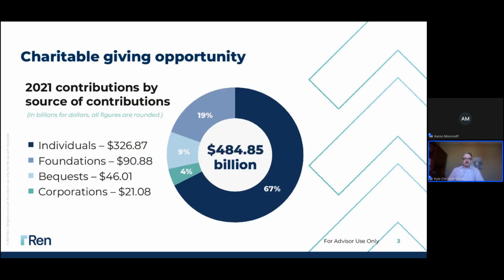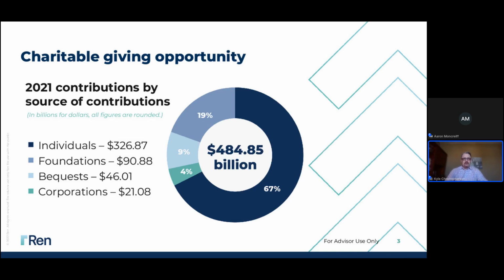All right, so first we're going to go over the charitable giving opportunity. As you can see here, in 2021, this is a graph that shows the source of all contributions for charitable giving. I review this graph just about every time I do a presentation, and it's really just to lay the groundwork for how you're going to view the charitable giving market.